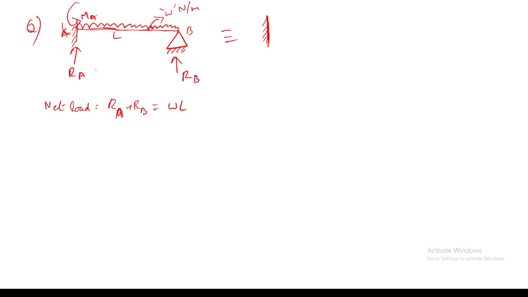For the deflection equation, I can split this system into two things. I have given them based on the formula sheet, so you can predict them. This is one system, and this is the other system. From this you can easily find out the value of RB.